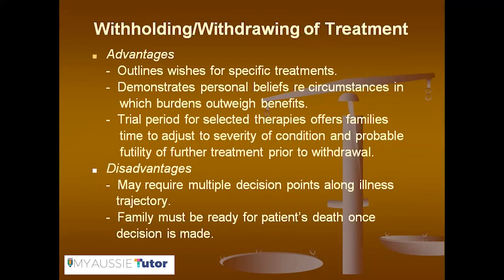Withholding and withdrawing of treatment: what are the advantages and disadvantages that are discussed? Advantages are as follows: outlining the wishes for specific treatment when you're writing an ACP. Also, you're able to demonstrate personal beliefs and circumstances in which the burdens will outweigh the benefits. And there is a trial period given for selected therapies, so that families are able to adjust to the severity of the condition and the probable futility of further treatment prior to withdrawing treatment. What are the disadvantages? It may require multiple decision points along the illness trajectory, and the family must be ready for the patient's death once the decision of withdrawing the treatment has been made.